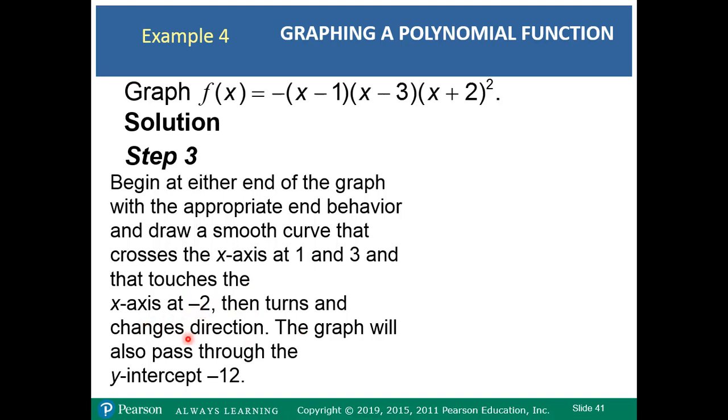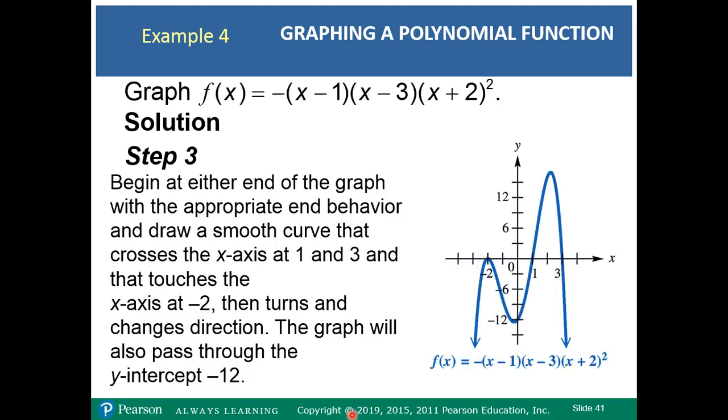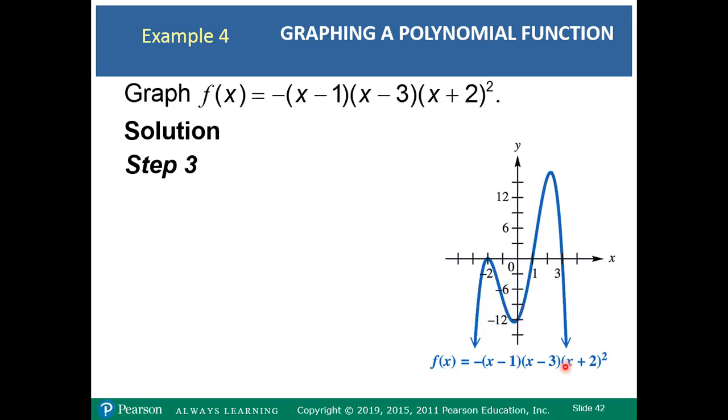Okay, and the graph will also pass through the y-intercept at -12. So again, this is the sketch that we end up having. Now, whether this is up here or whether this turns down here, we don't know. Okay, so we know it crosses here. Does this go way down here and then come up and cross? I don't know, but this is just one sketch of the graph.